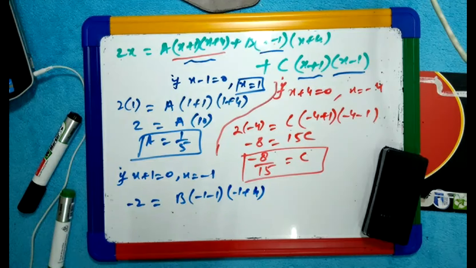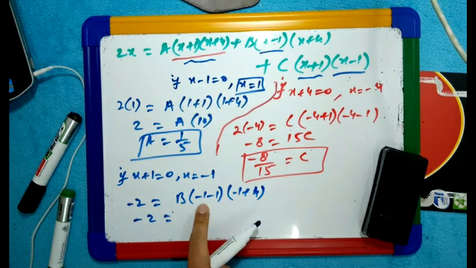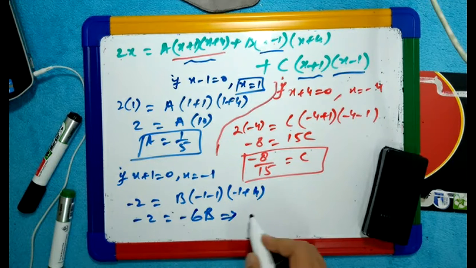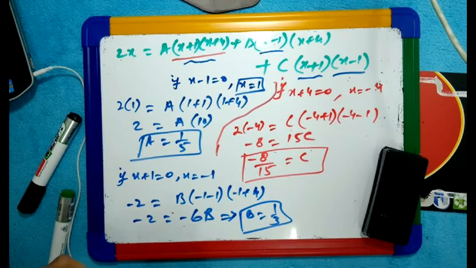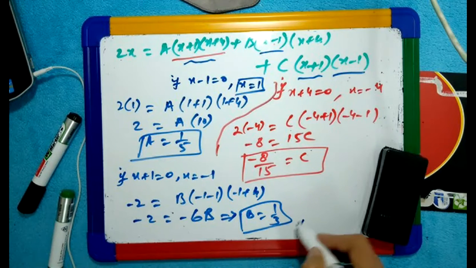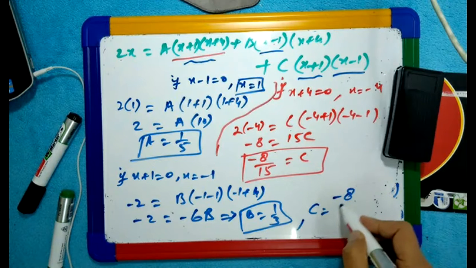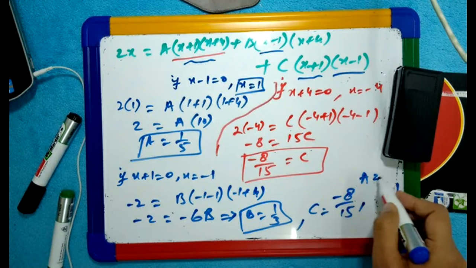A and C are finished. So minus 2 equal to, this will be minus 2 and this will be plus 3. So this will be minus 6. So finally b will be 1 over 3. Got it? So b will be 1 over 3. So my three answers: b is 1 over 3, c is minus 8 over 15, and a was 1 over 5.